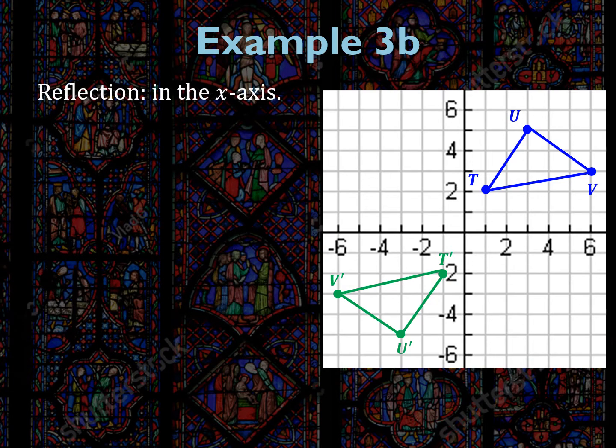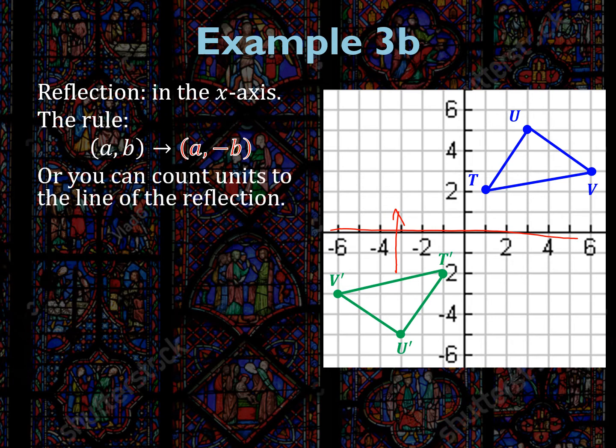Now we're going to take the green triangle and do a reflection in the x-axis. So the x-axis is here, which means it's going to end up there somewhere. So the rule again for reflection in the x-axis is that a comma b becomes a comma negative b. So in other words, you're going to keep the same x coordinate, but you're going to reverse the sign of the y coordinate. So notice here all the y coordinates for the green shape are negative. Now they're going to be positive.